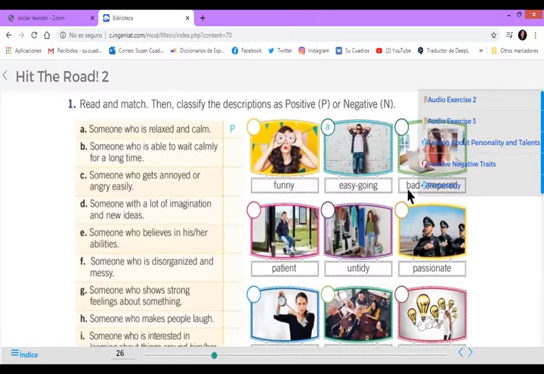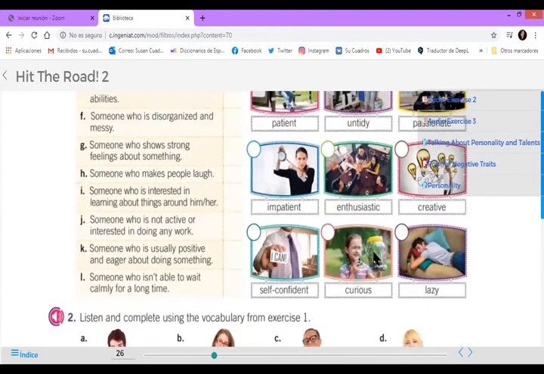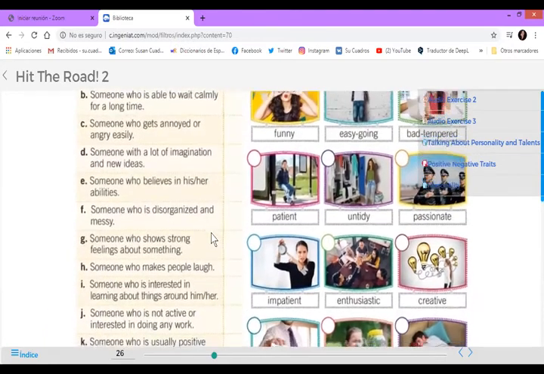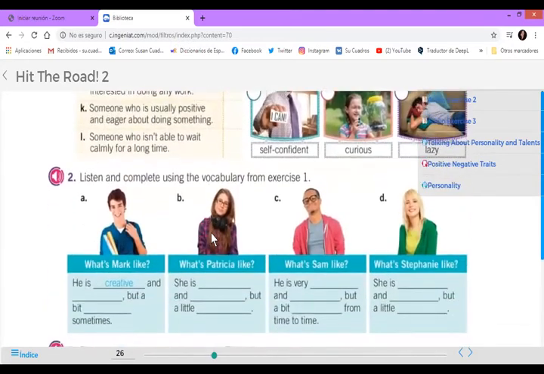It's sometimes really hard to talk to people who are bad-tempered. What about patient? Yes, maybe it's positive. Maybe it's something positive for many people. Okay, and untidy? Untidy is something positive or negative? Yeah, probably negative, right? Well, ask your mother. Your mother will tell you if it's something positive or negative. All right, great. So when we finish this exercise, let's go to exercise 2.